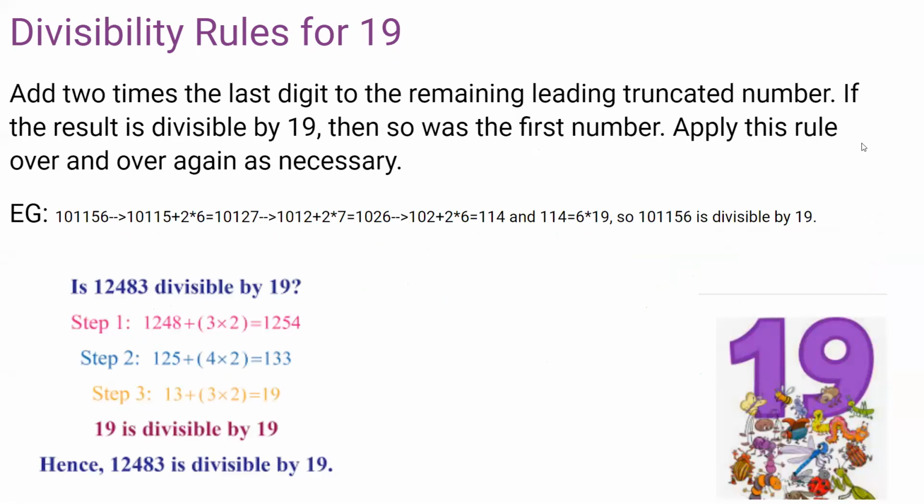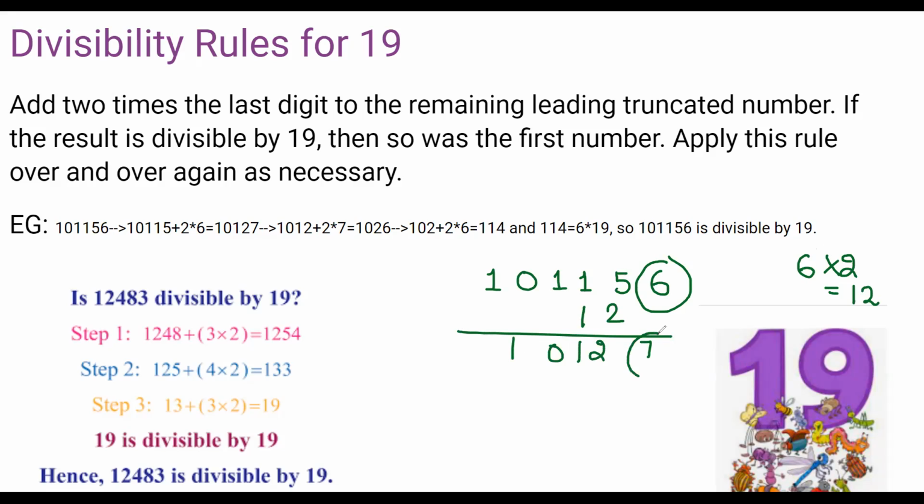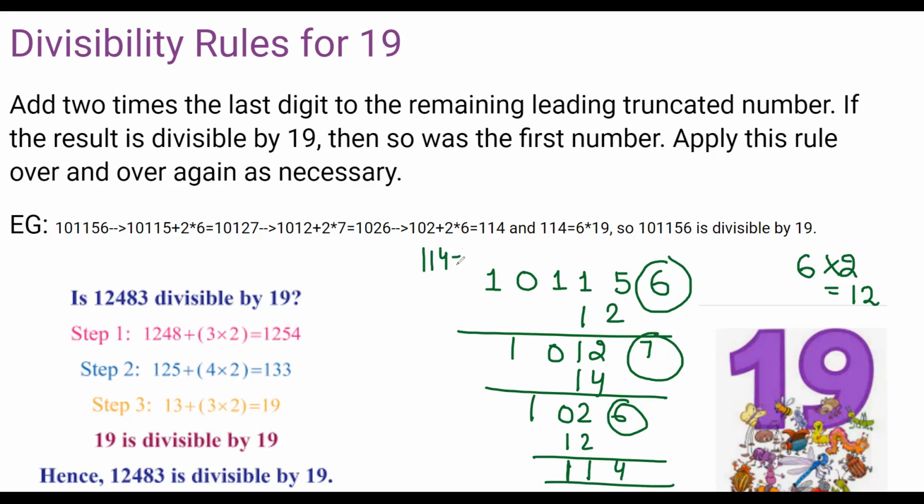Let's try another number, the divisibility rule for 19. For 19, what we need to do is first take the number. Now we take the last digit, that is 6, and then we multiply it by 2. So how much does it come to? 12. Add it to the rest. Now again you take the last digit, 7, 14. Add. Again you take the last digit and double it. So 114. Is 114 divisible by 19? Yes, 6 times. So this number is divisible by 19.